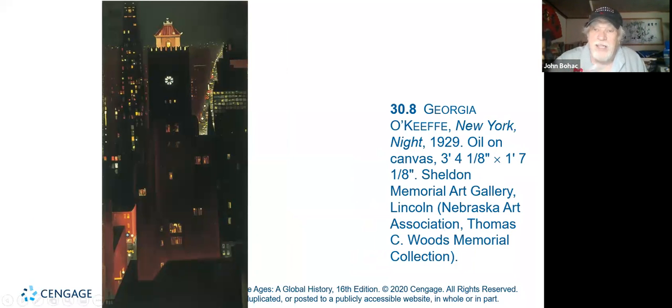And among those in New York at the time was Georgia O'Keeffe, and she married Alfred Stieglitz, the guy who was promoting all of this modernism in New York, bringing European ideas to the artists. And O'Keeffe was right there, right in the middle of them. And this is New York Night, 1929. It's basically pretty flat, and it's kind of a pattern of all of the lights.